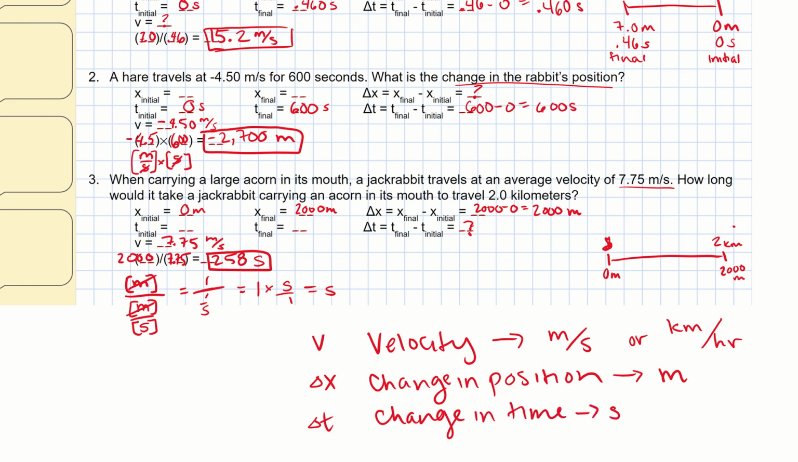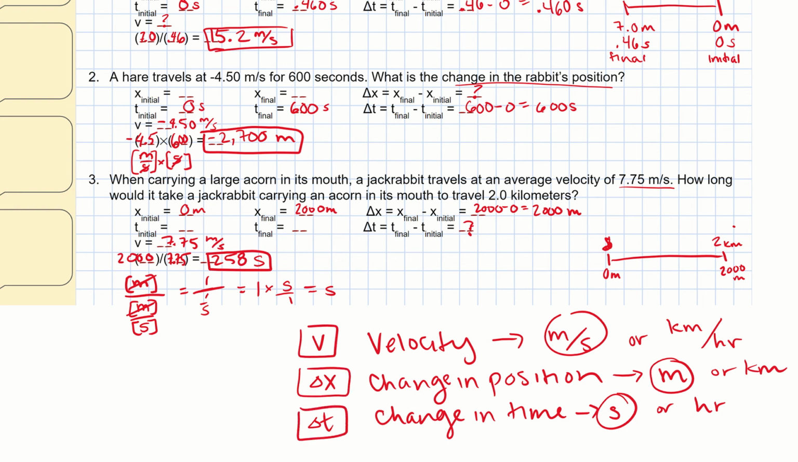Okay, so those are the units that we should have, or our time could be in hours, or our meters could also potentially be in kilometers. But most of the time, we're going to have meters per second for velocity, meters for change in position, and seconds for change in time. Over here, these are the variables. So v, delta x, and delta t. Those are kind of like the placeholders you put in an equation to tell you what math you need to do. Those are not our units. Our units are meters per second, meters, and seconds for velocity, change in position, and time.